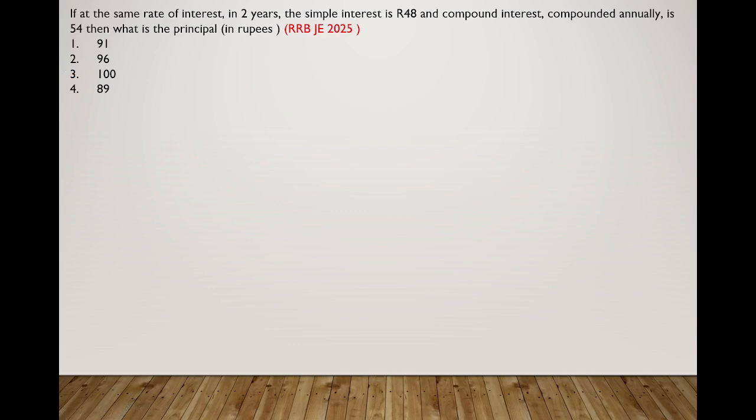If at the same rate of interest in 2 years, the simple interest is 48 and the compound interest, compounded annually, is 54, then what is the principal in rupees? For 2 years we have a direct formula for this. Compound interest minus simple interest equals P R squared divided by 100 squared, but we are not able to find the rate of interest.